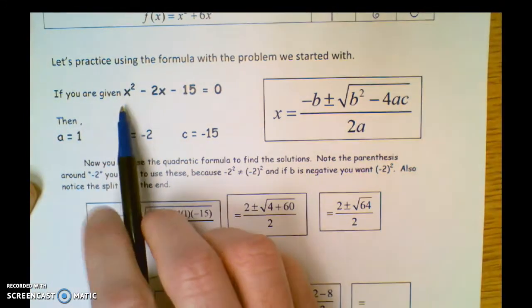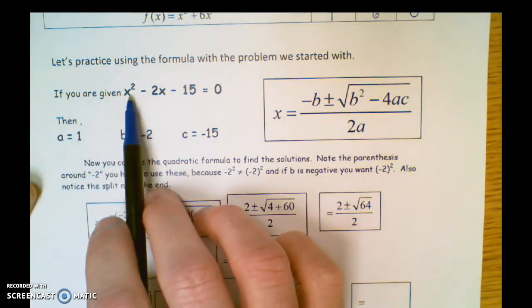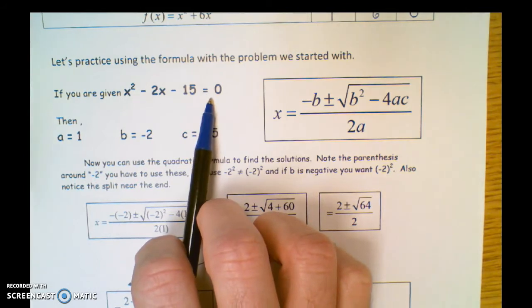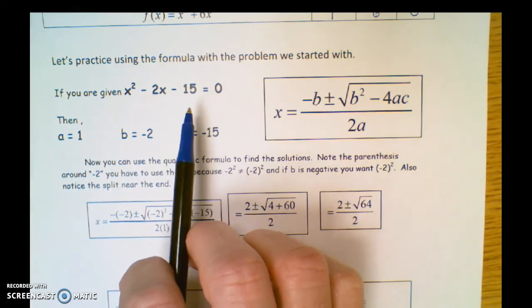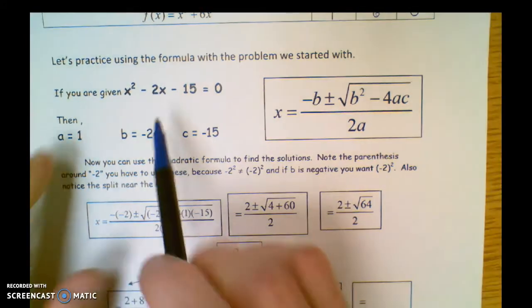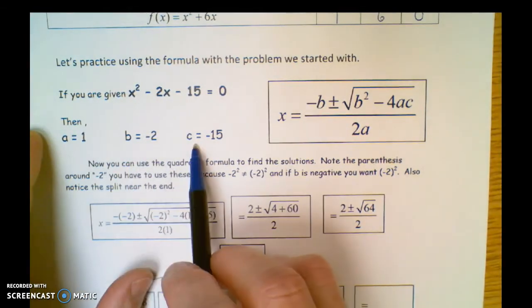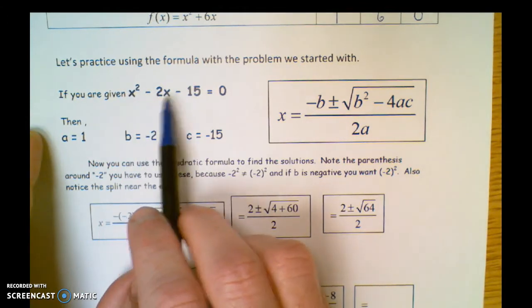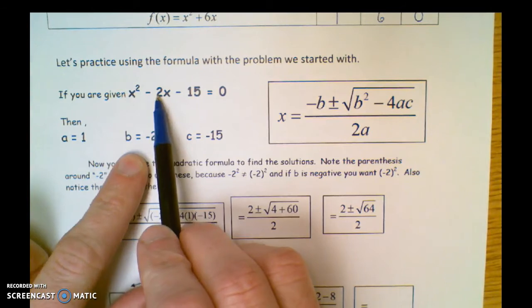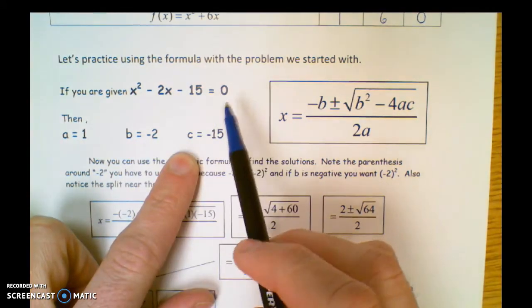Here's our original problem. Let's say you're given x squared minus 2x minus 15 equals 0. You could solve by graphing, you could solve by factoring, but now this method we're going to use is using the formula. So first things first, you identify your A, B, and C values. You look for your coefficients and your terms. So A is 1, B is negative 2, and C is negative 15.